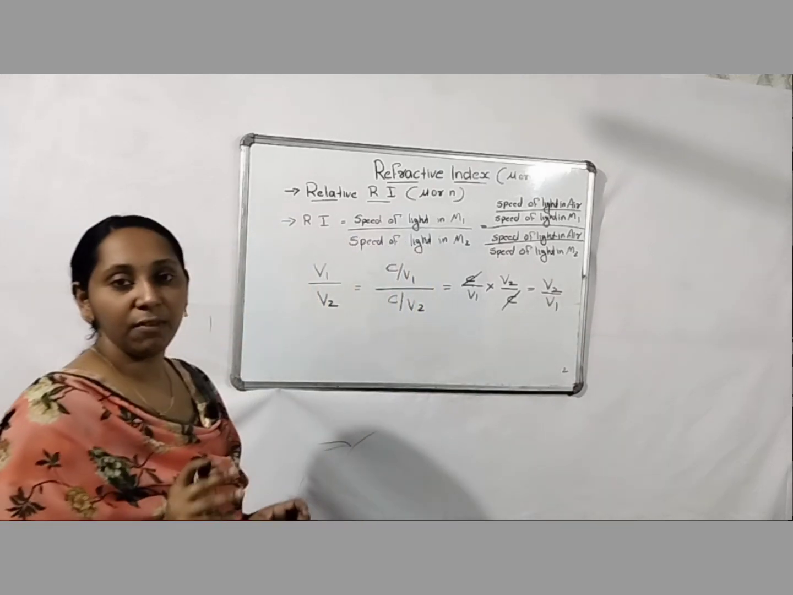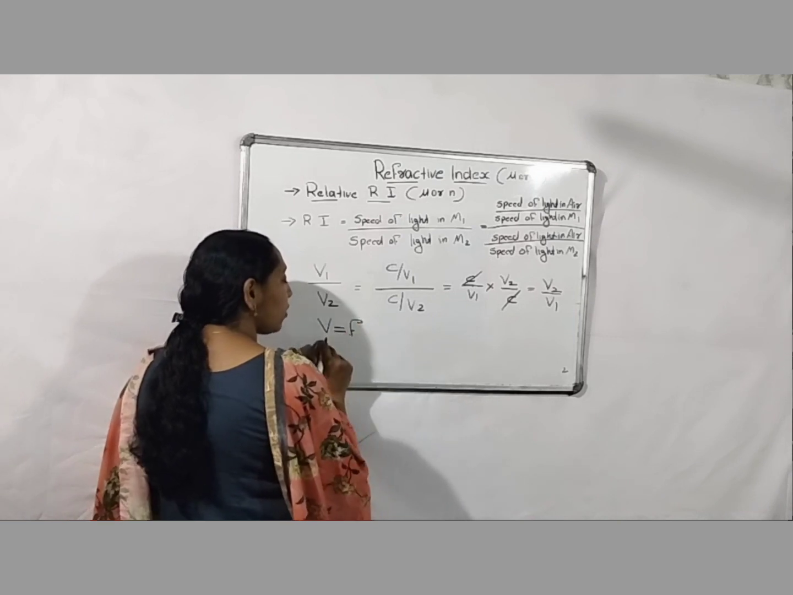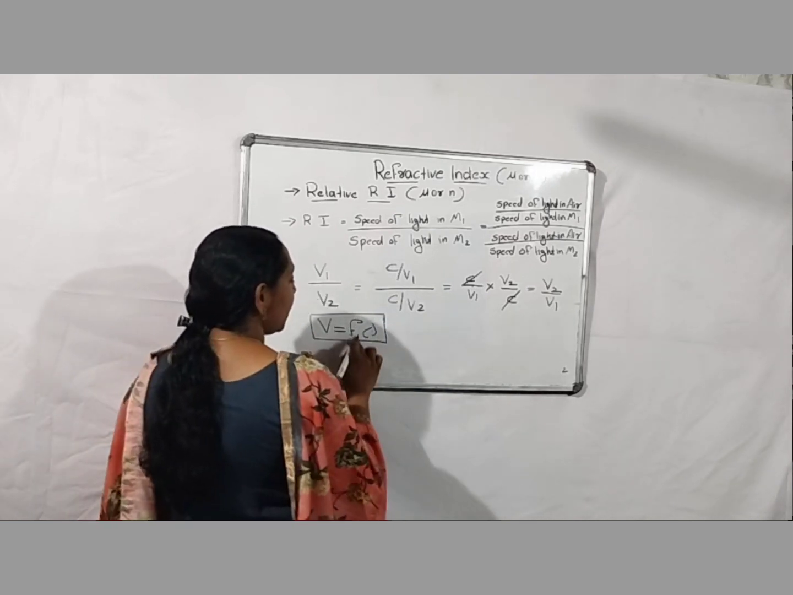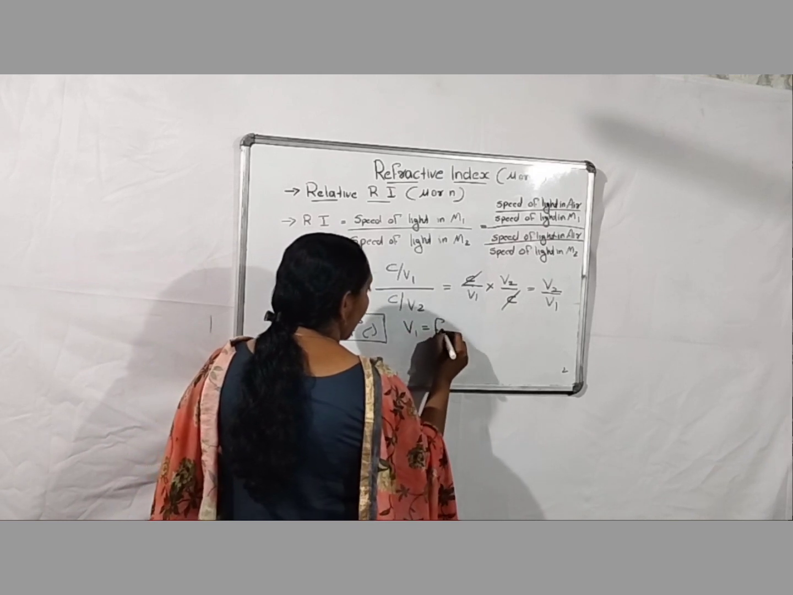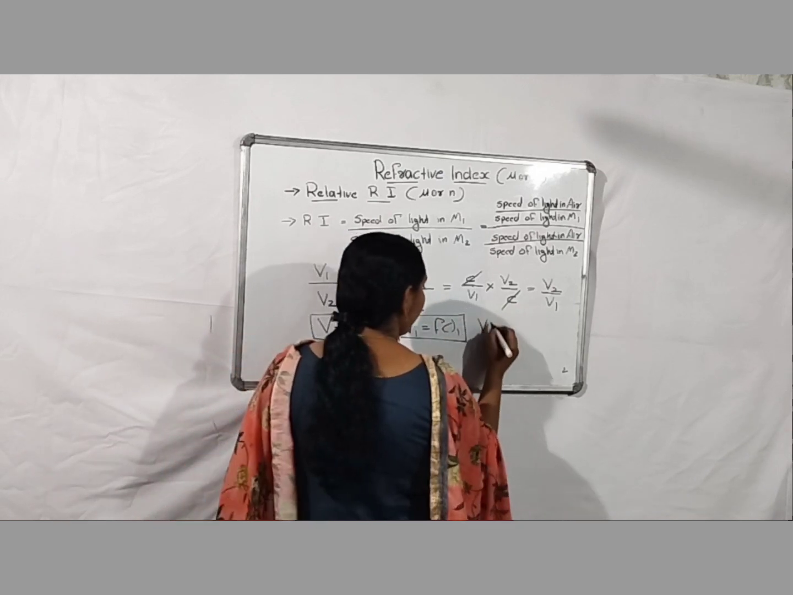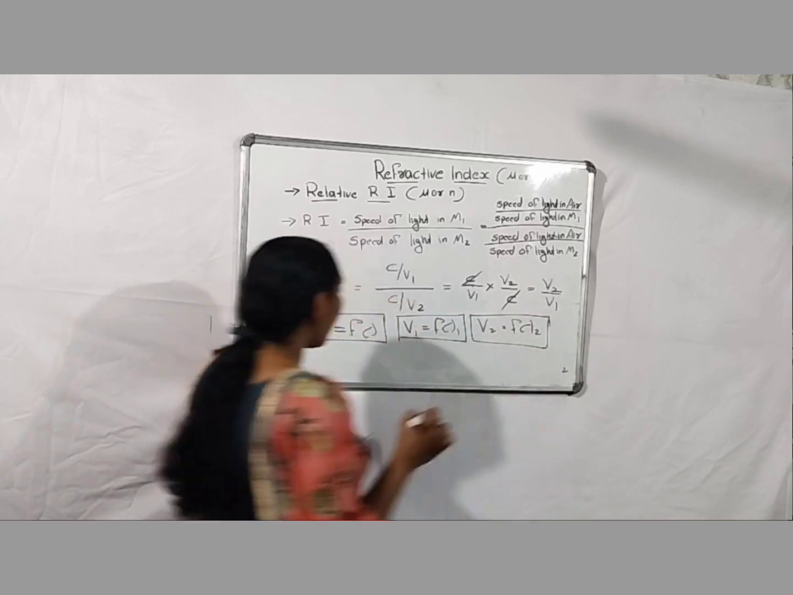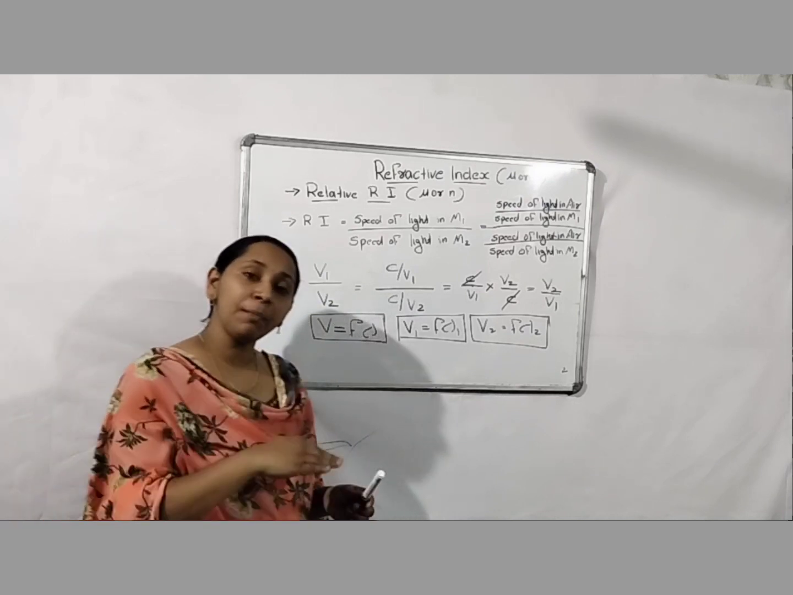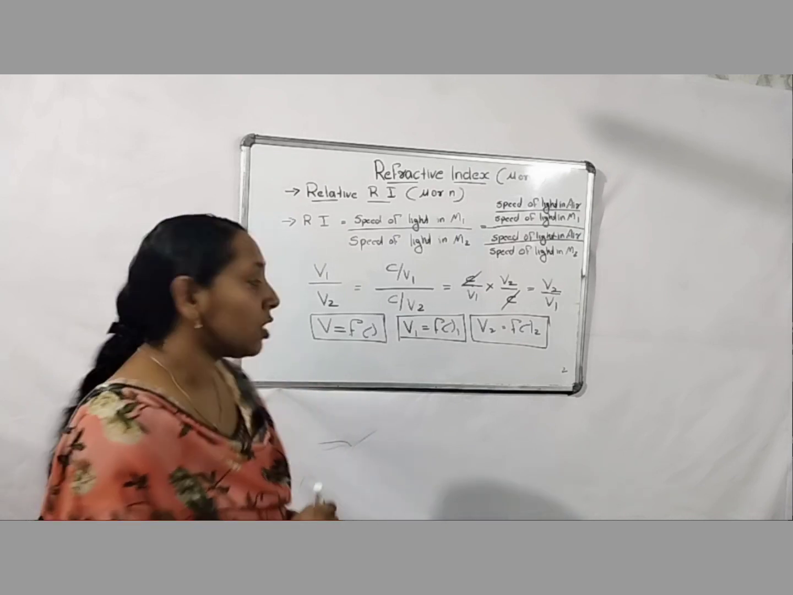V2 by V1. Then what is V? Velocity. Normal expression of velocity: velocity equal to frequency into wavelength. So again to replace here, velocity equal to frequency into wavelength. That means V1 equal to F lambda 1 and V2 is also F lambda 2. Maybe you have a doubt why I cannot write F1 and F2, because light is traveling from one medium to another, wavelength is changed but frequency cannot change.